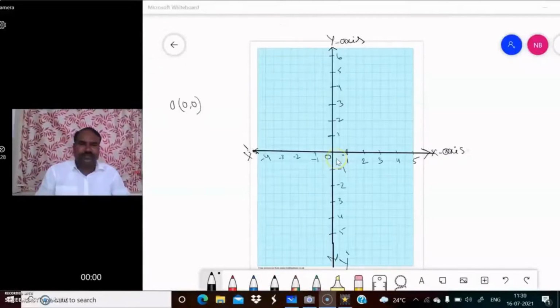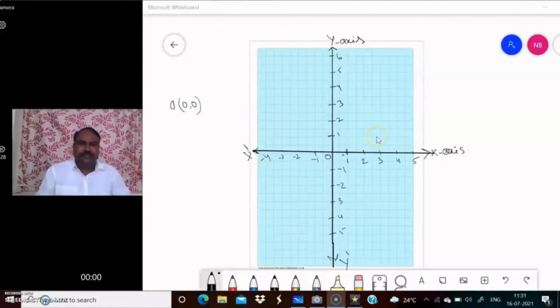On this side, x-axis is positive 1, 2, 3, 4, 5, and this is called x-dash axis, and it is negative, minus 1, minus 2, minus 3, minus 4, and so on like that. And this is called positive y-axis, and 1, 2, 3, 4, 5, 6 like this. This y dash is called negative y-axis.